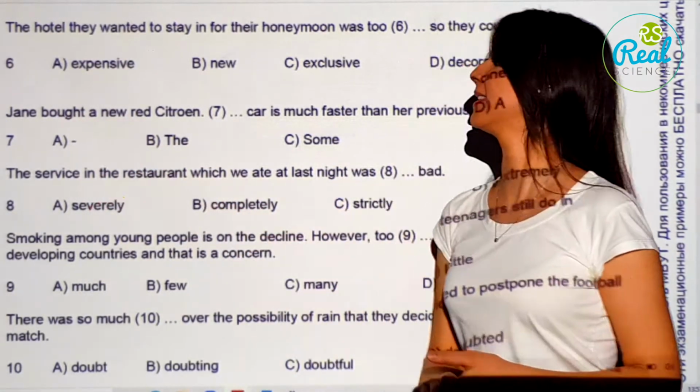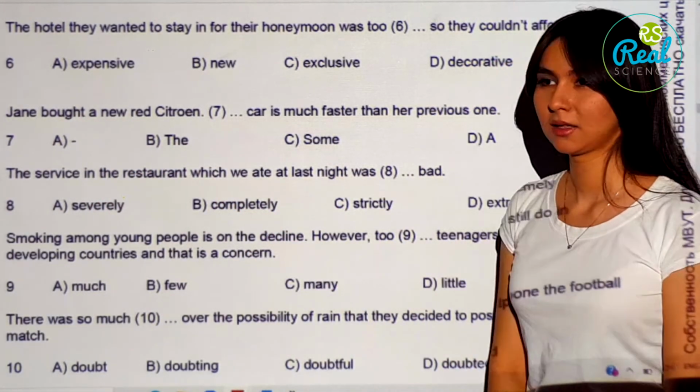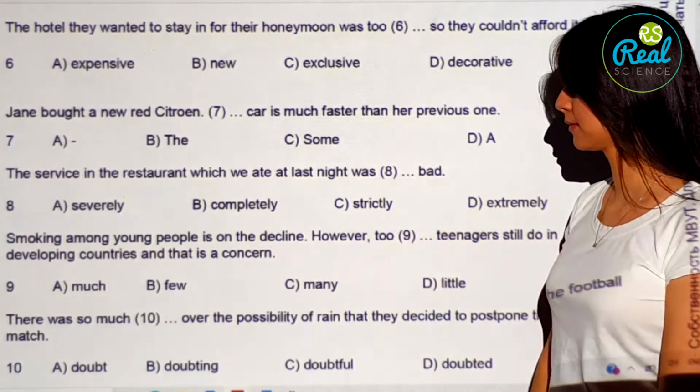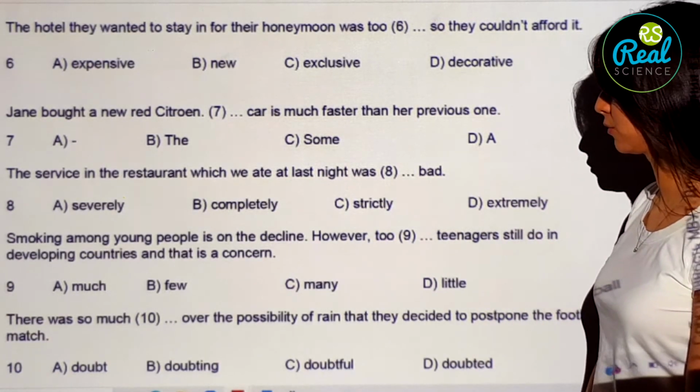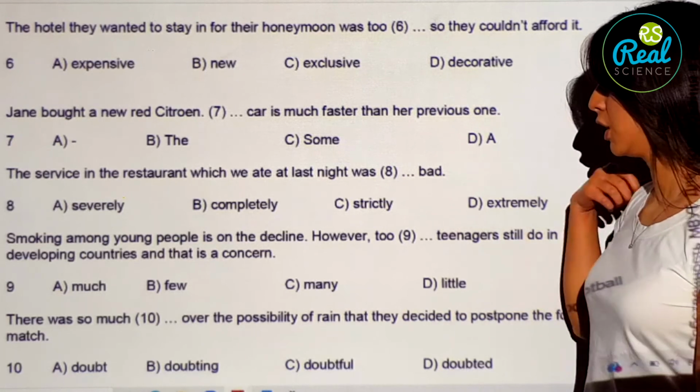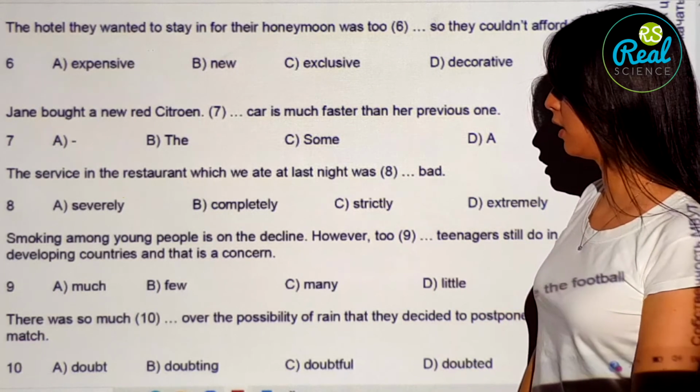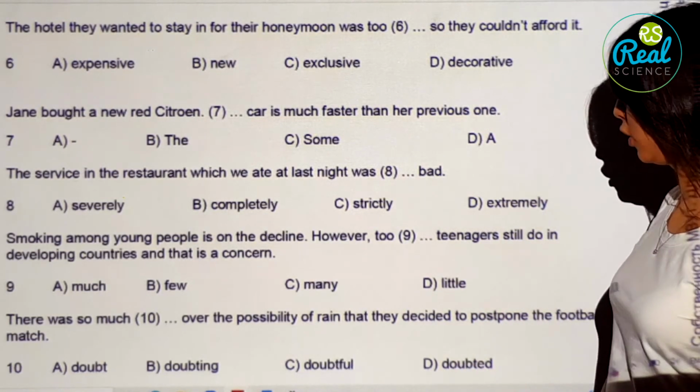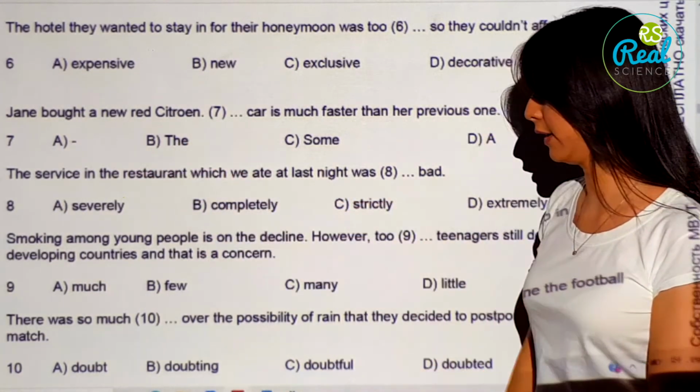Jane bought a new red Citroen. The car is much faster than her previous one. Okay, very good. The car, correct one.